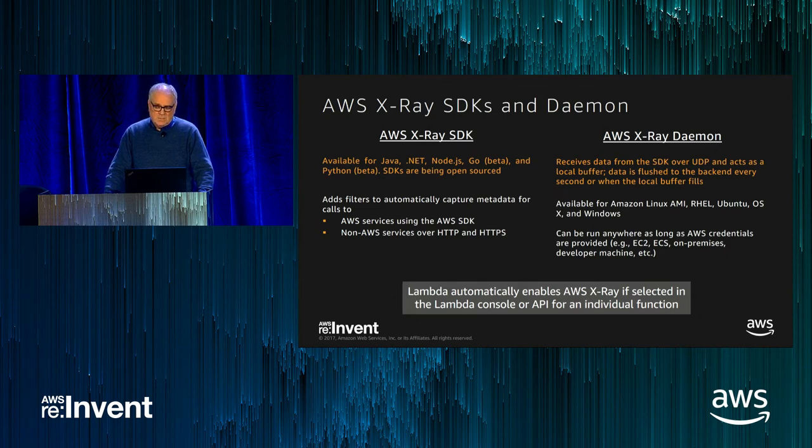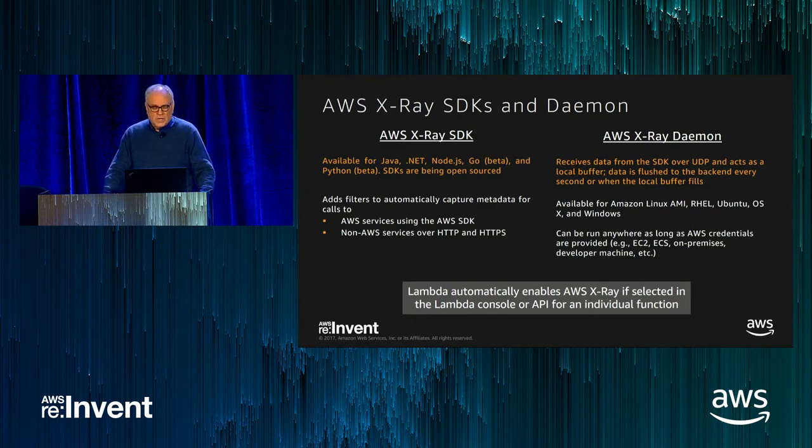And the daemon will buffer for about a second, which is useful for very high performance situations where you maybe have thousands or hundreds of thousands of requests a second. The daemon will buffer that up and send it out in batches. It's pretty dumb in that all it does is collect things and send them on. It's written in Go to be very, very efficient.